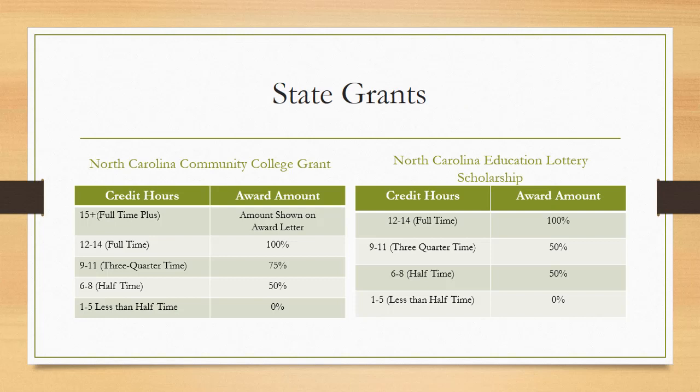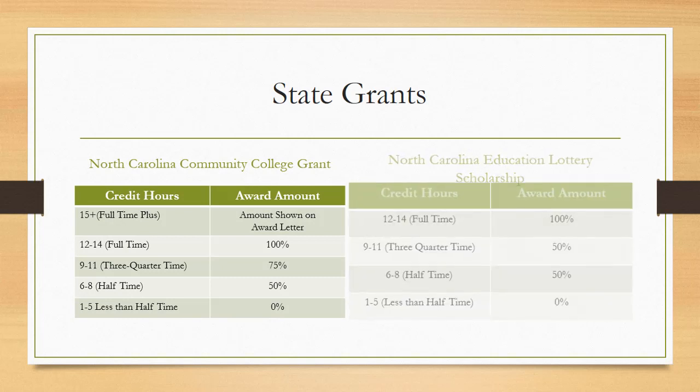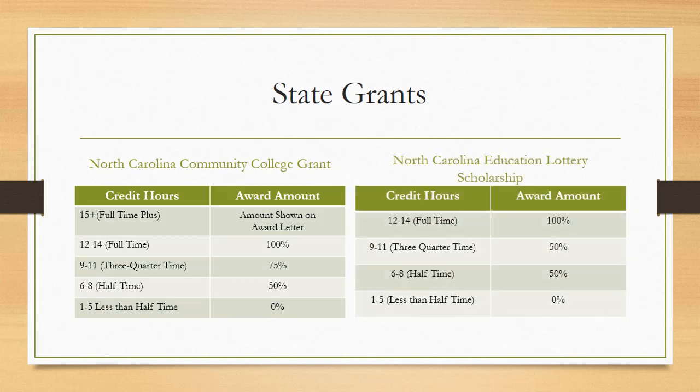The state grants consist of the North Carolina Community College Grant and the North Carolina Education Lottery Scholarship. The requirements for both state grants are similar. You must be a North Carolina resident, enrolled in at least 6 credit hours, meet all satisfactory requirements, and meet the Federal Pell Grant eligibility rules.